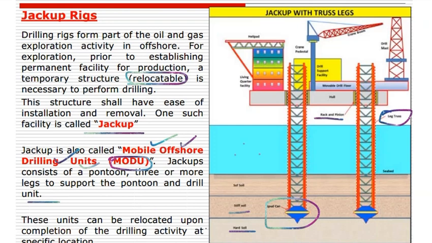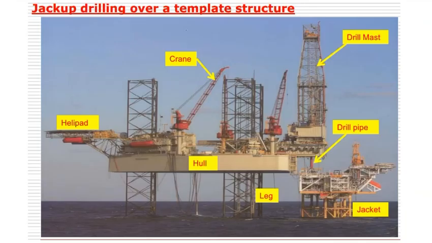These units can be relocated upon completion of the drilling at a specific location. Once it goes to the specific location, it can start the drilling operation, and once the drilling is over, it can be relocated. In a jackup drilling rig, the basics you see are the drill mast, drill pipe, and jacket. These are the jacket legs and hull, helipad, crane, all those components of this jackup.